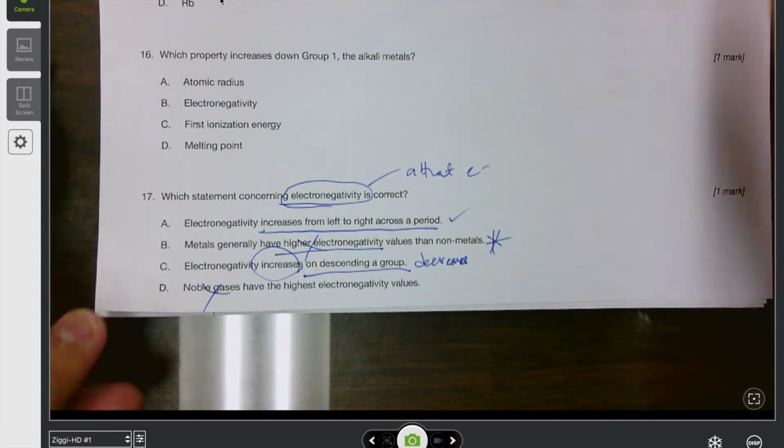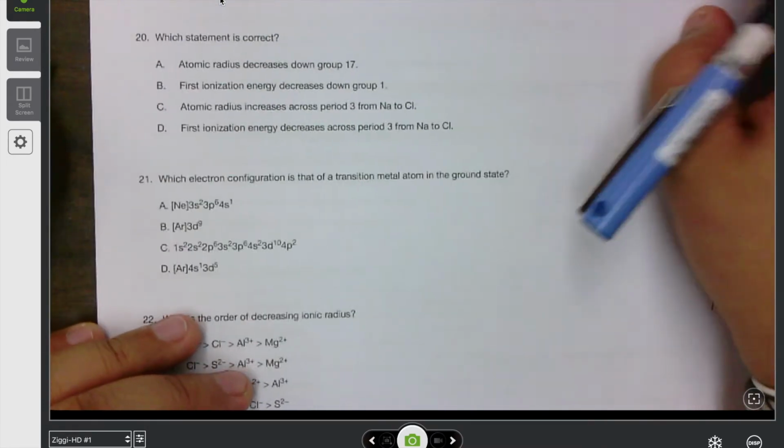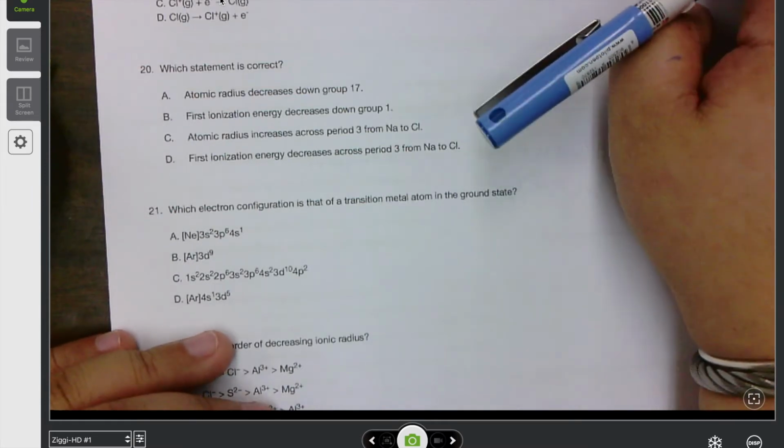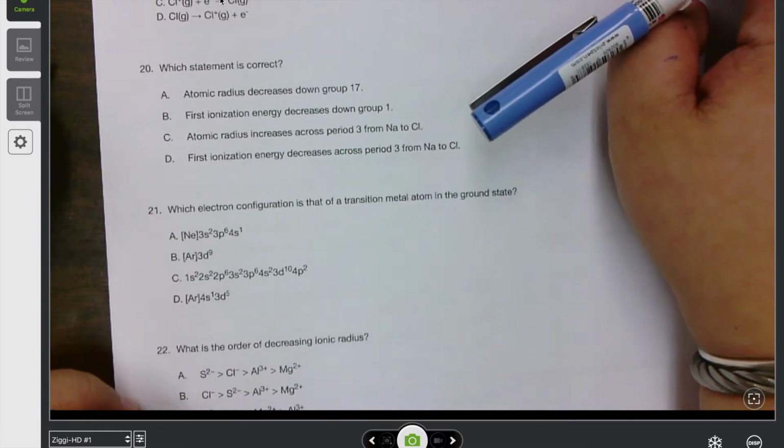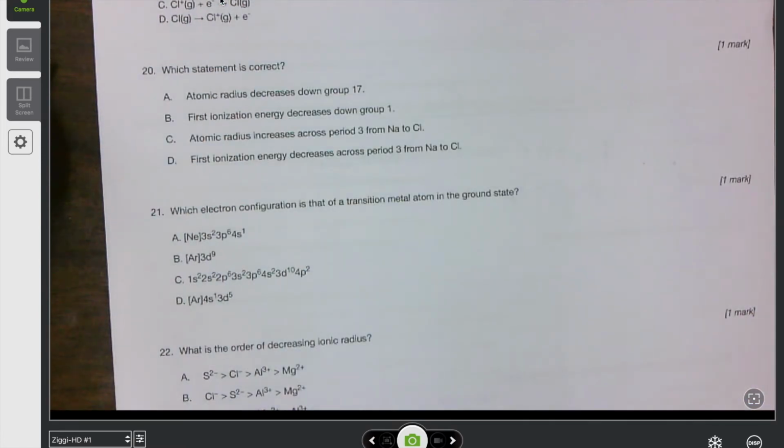So letter A. 18, stop, go. Skip, of course. 19. Unless you didn't have this in your concept map, or you didn't remember. 19 is just A, straight up. You add an electron to a neutral gaseous atom.